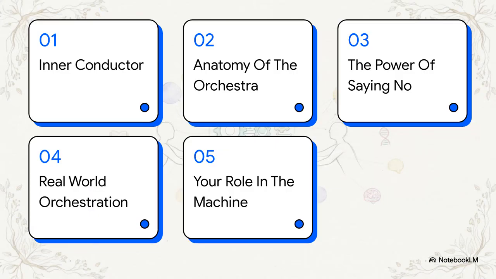To navigate this deeply technical manual today, we're going to follow a clear 5-step roadmap. First, we'll meet the inner conductor. Second, we'll explore the anatomy of the orchestra. Third, we'll understand the power of saying no. Fourth, we'll look at real-world orchestration. And finally, number 5, your role in the machine.